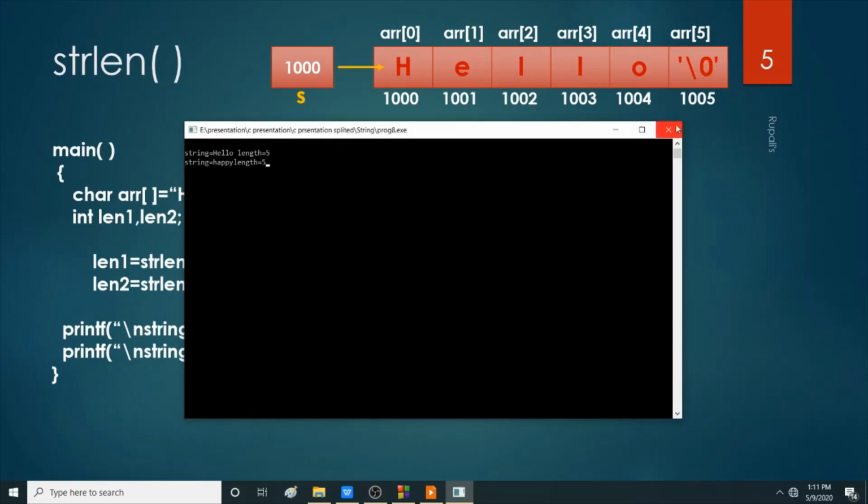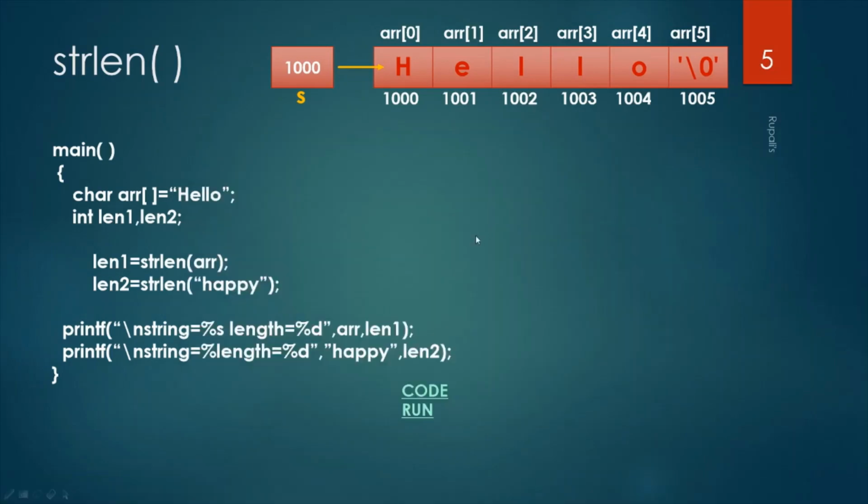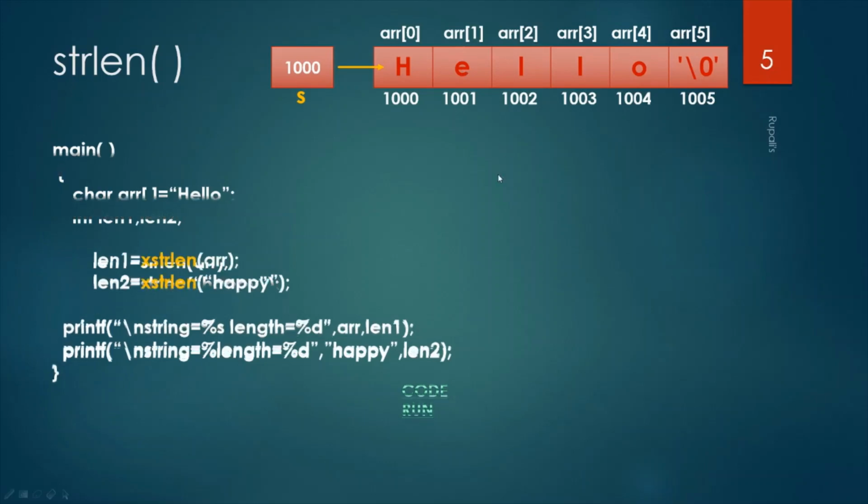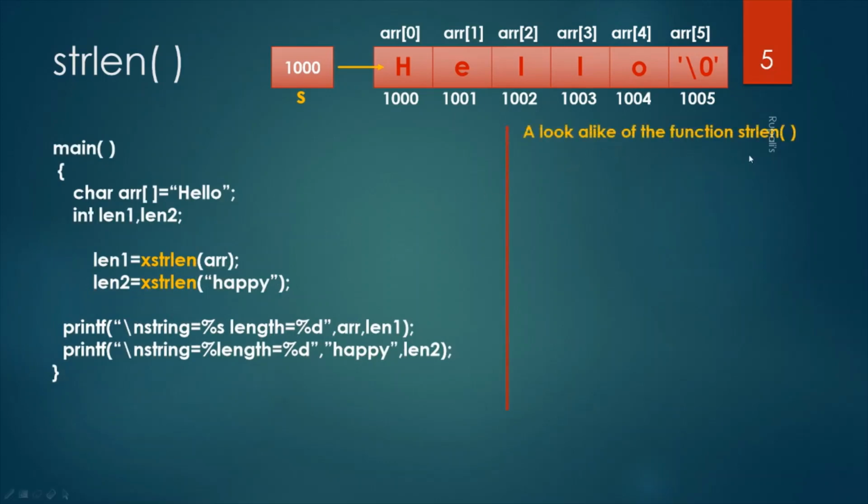Now we already learned this thing in our previous lesson. Now our target is to write my own strlen function. I repeat, our target is to write my own strlen function. No need to include the string.h header file. So I just change the name of the strlen function to xstrlen here. Now you have to write the body of the function. So a look-alike function of strlen is xstrlen.